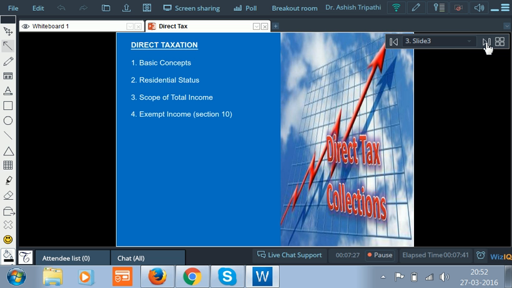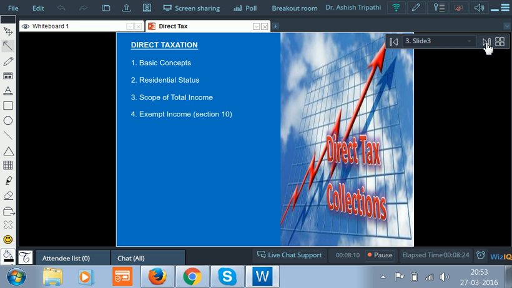Then the next chapter comes exempt income, section 10. You can say non-taxable income. There are few incomes on which we are not supposed to pay tax as per Income Tax Act 1961. So we should know which are those incomes on which we are not supposed to pay tax. Like, I can give you a very good example, agriculture income. If you are getting an agriculture income, then agriculture income is exempted as per Income Tax Act 1961. In that case, you don't have to pay tax on your agriculture income.